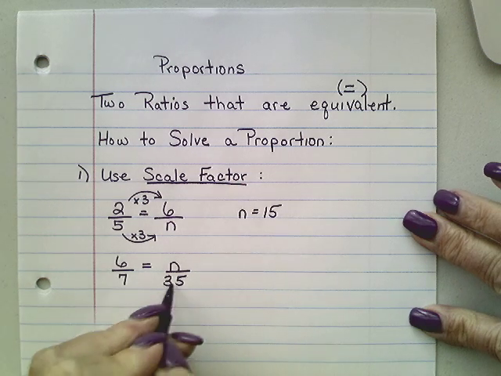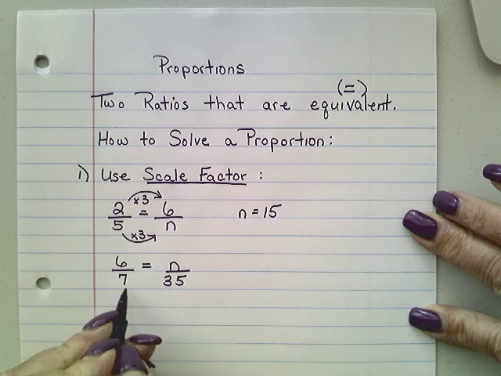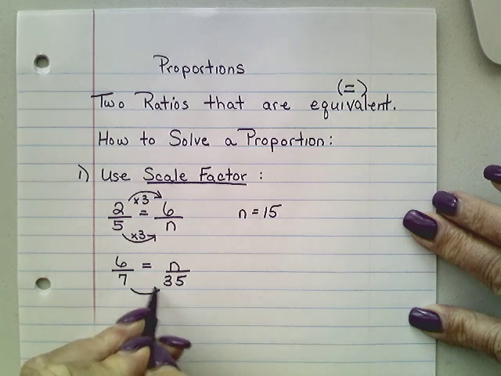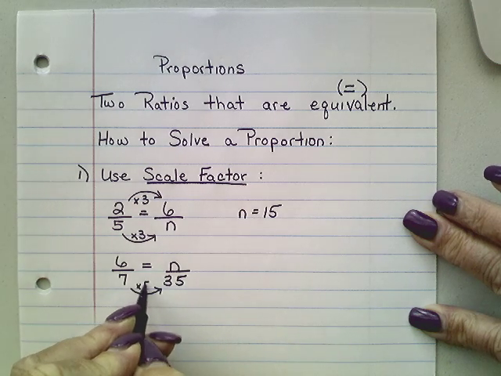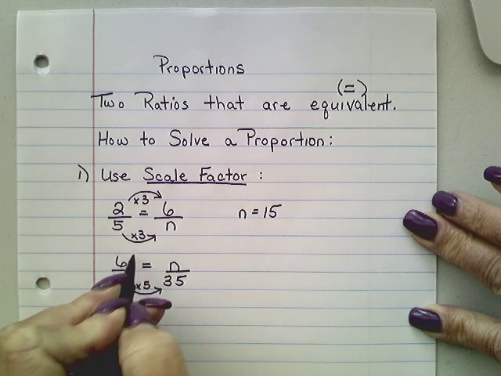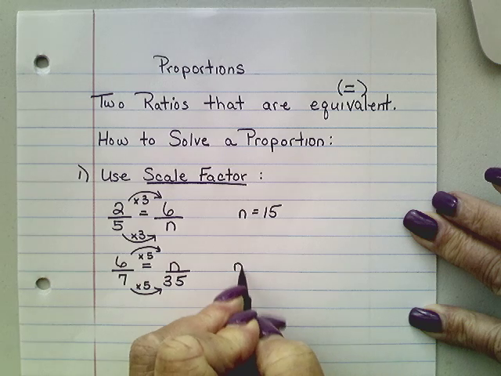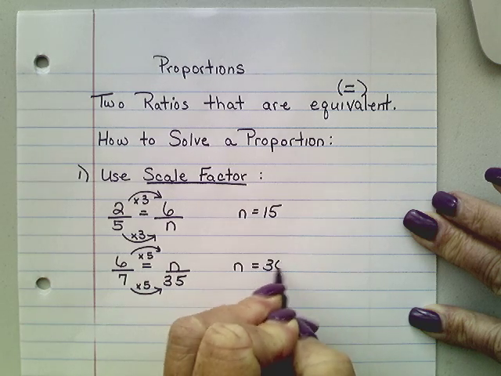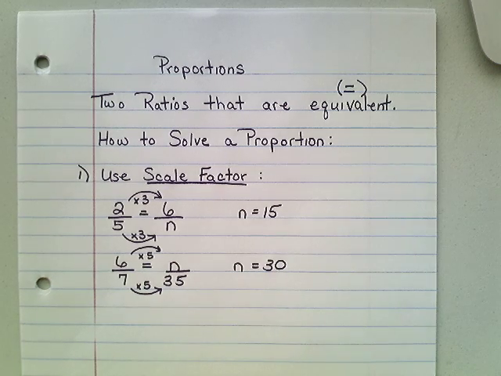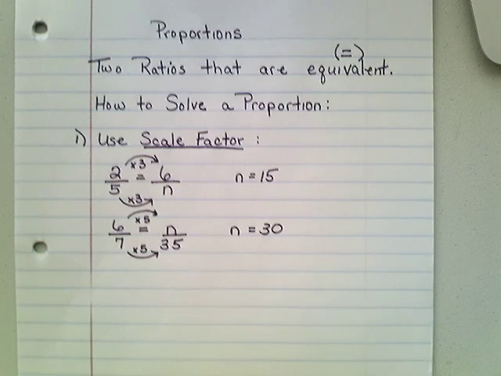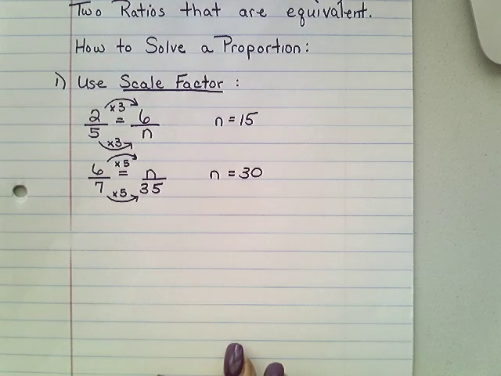So I'm looking at the two values that I do have available, 7 and 35. 7 times 5 is equal to 35. Therefore, 6 times 5 is going to equal 30. So n is equal to 30. Okay, that's the easiest way, and not always the way that's going to be available to you, but if it is, it's the easiest way to solve a proportion.